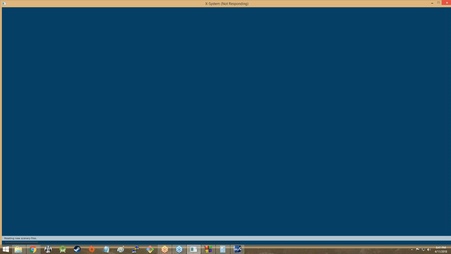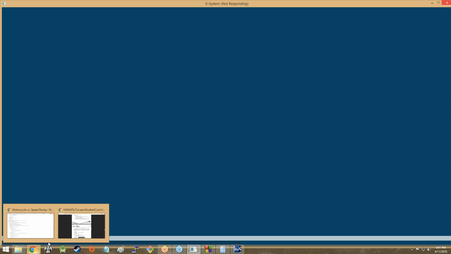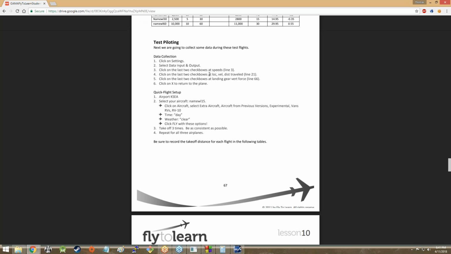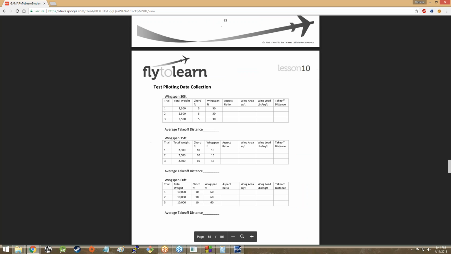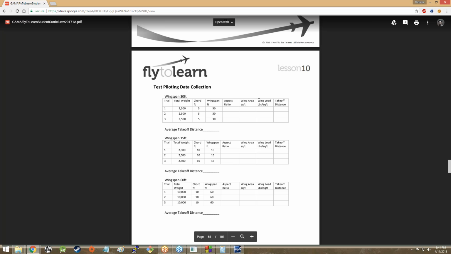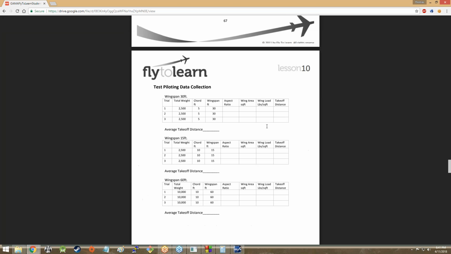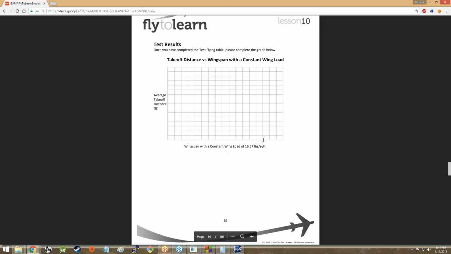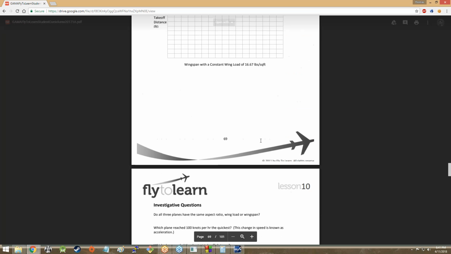If you end up finishing running the test flights, what you want to do, just like the aspect ratio, is get the distance traveled and see exactly how long it takes to take off with these different wing loads. So go ahead and test the different wing loads, do 3 takeoffs with each one, see how long it takes you to take off, and then we'll go from there.